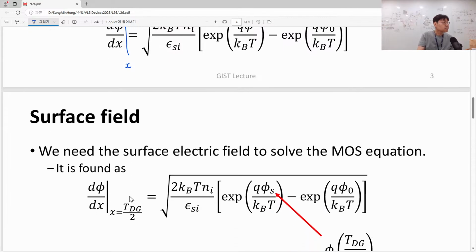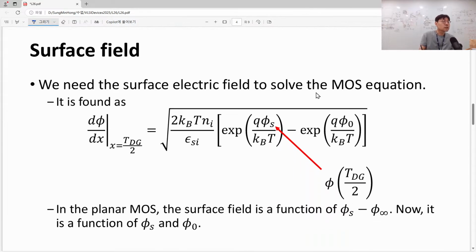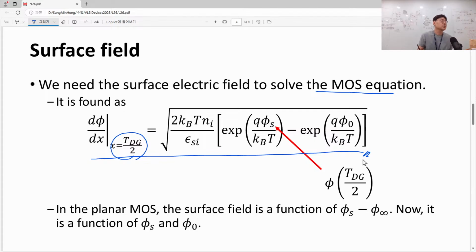Okay, then in order to solve the MOS equation, we need the surface electric field, because the surface electric field is converted to the charge density. So how can you calculate this surface electric field? By just applying x equal to half of the thickness, now we have this good expression.